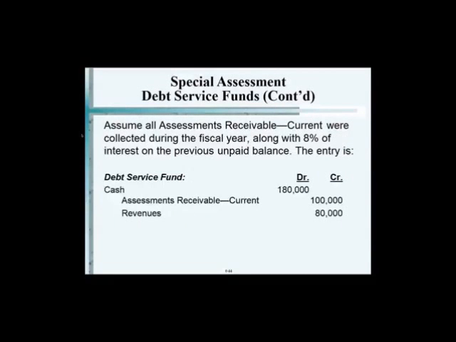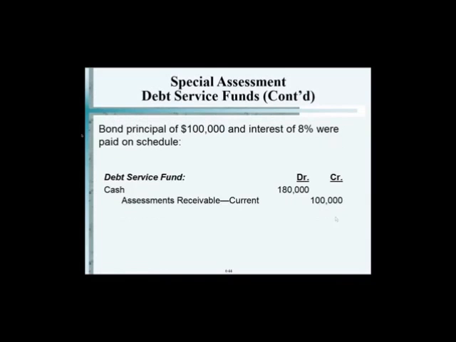All assessments were presented along with 8% of interest on the previous unpaid balance. Okay, 8% of $1 million is 80,000. That comes in as revenue, and that's all we do here. Next year, what happens? Actually, we need to pay. We got the money, now we need to pay the principal and interest.